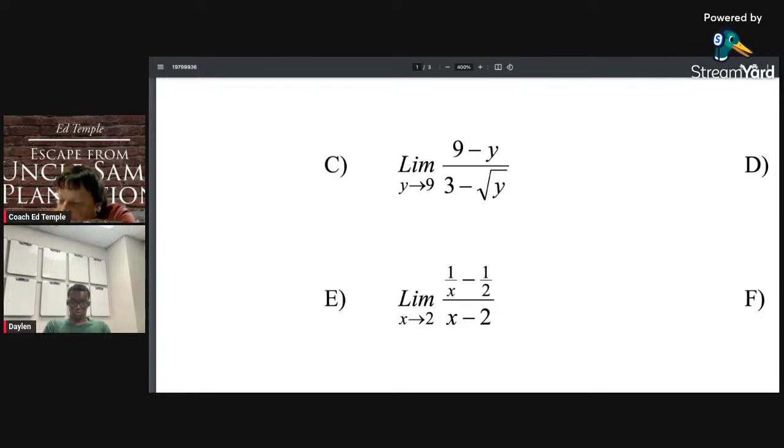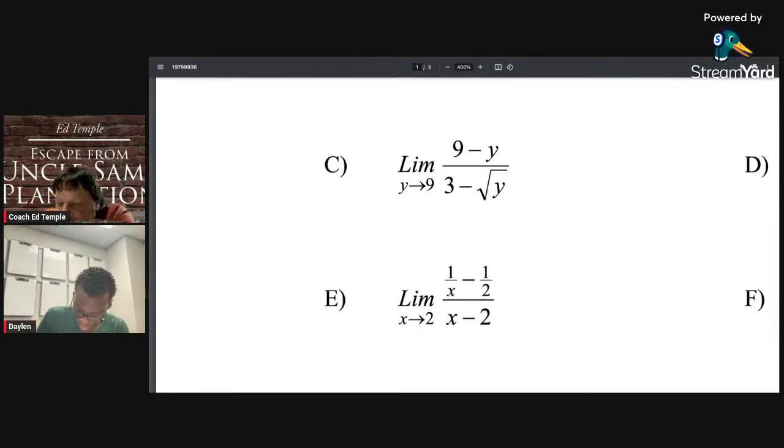So 3 times 3 is 9. And then square root of y times the square root of y is y. And a negative times a positive is a negative. So what are you going to end up on the bottom with? Remember, the middle is going to cancel. Don't have to multiply. Just 3 times 3, which is 9.